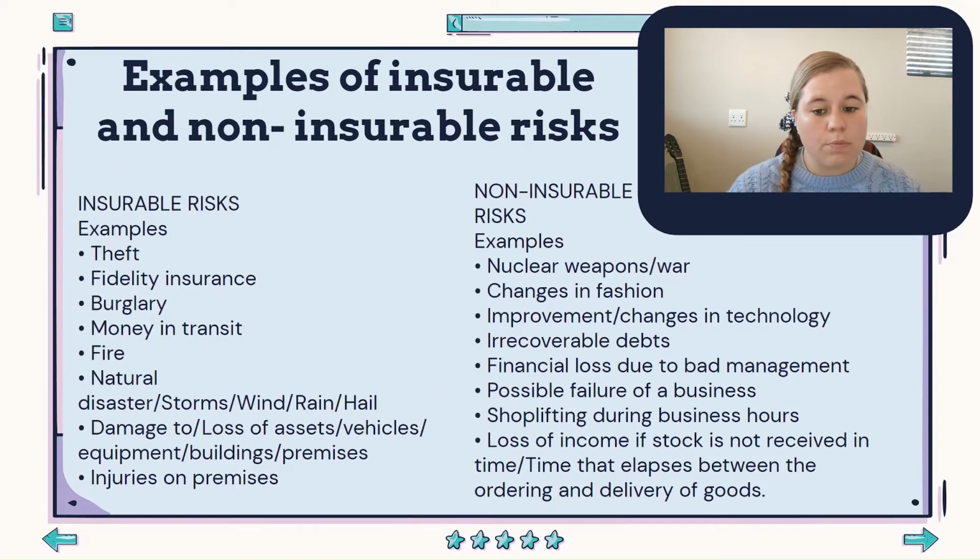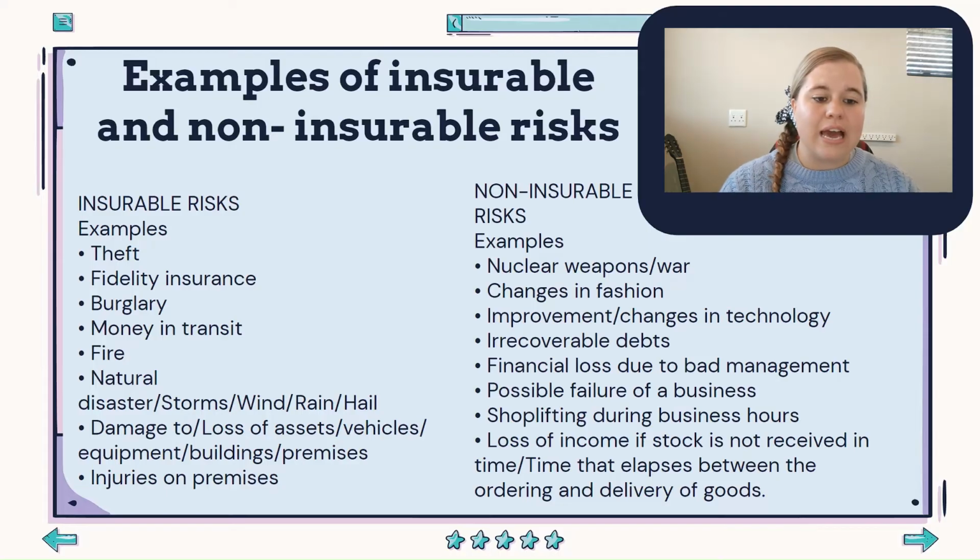Then we have examples of insurable versus non-insurable risks. So insurable, we were looking at theft, fidelity insurance, burglary, money in transit, fire, natural disasters like storm, wind, rain, hail. Damage to or loss of assets, vehicles, equipment, building and premises, and injuries on premises.